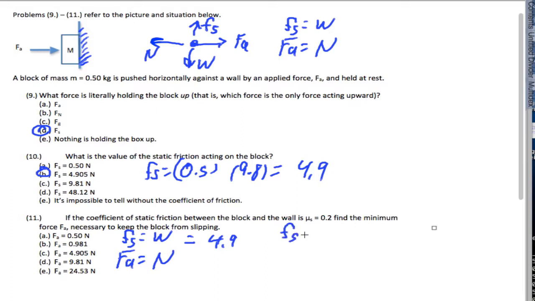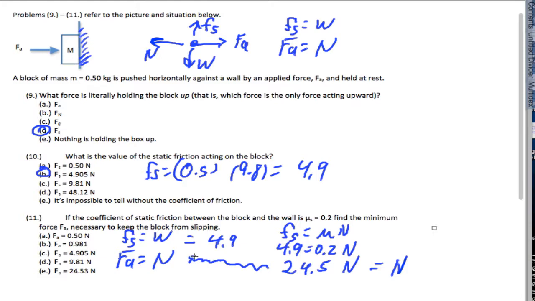So I know that friction is mu times n. So if I have the friction is 4.9 and I know that mu is 0.2, then n is something I can solve for. And I'm going to actually end up getting 24.5 newtons for the normal force. But what I realize is that the normal force, in fact, equals the applied force. And so that's how I'm getting E as my answer.